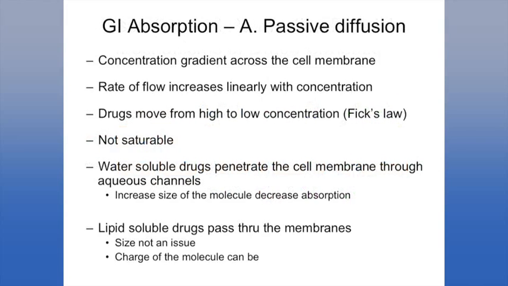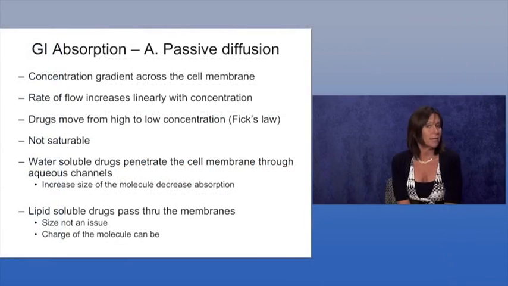So passive diffusion. Concentration gradient exists across the cell membrane. The rate of flow increases linearly with the concentration. The higher the concentration on one side, the faster the flow to the lower concentration side. It's not saturable. This is an important concept. So water-soluble drugs that penetrate cell membranes through aqueous channels are going to depend on passive diffusion for the most part. If you increase the size of the molecule, the aqueous channel will be too small to allow transport. So you need the molecule to be small and you need the molecule to be water-soluble for passive diffusion to occur.